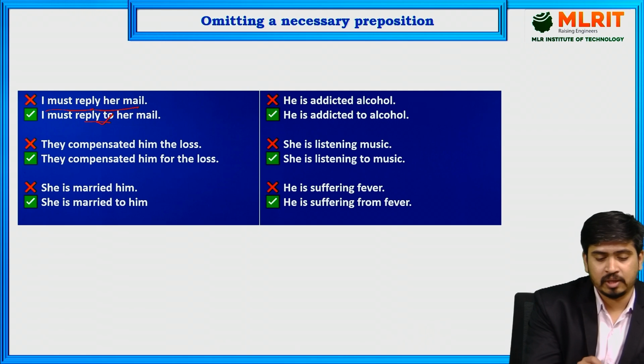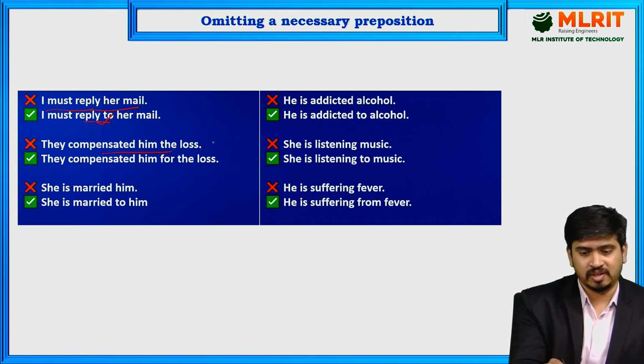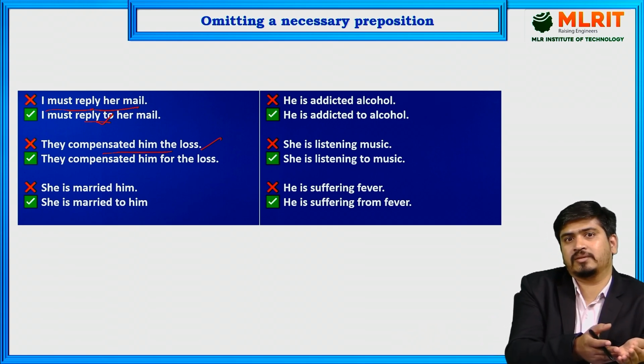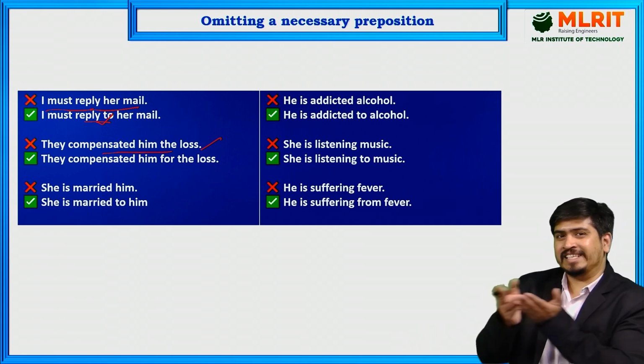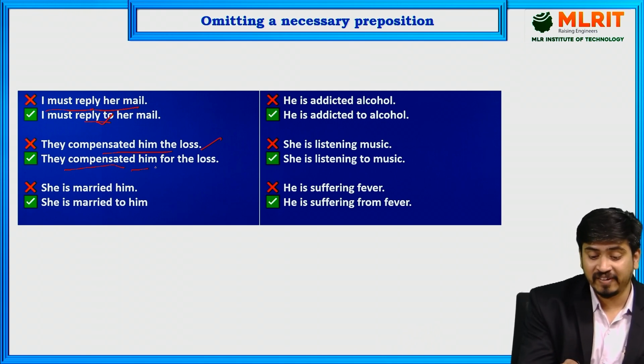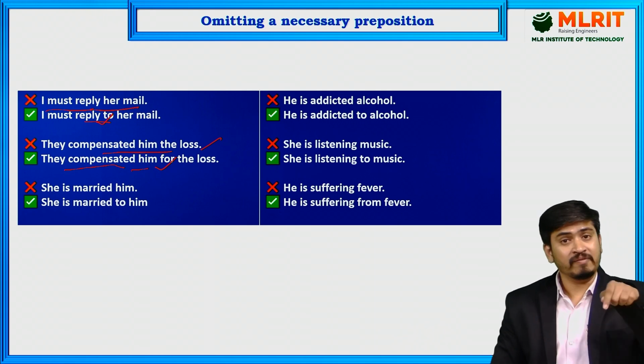Next example. They compensated him the loss. This seems like the loss is the compensation. Did you get it? The loss is the compensation. No. So, compensated him for the loss. Here preposition for should be there.